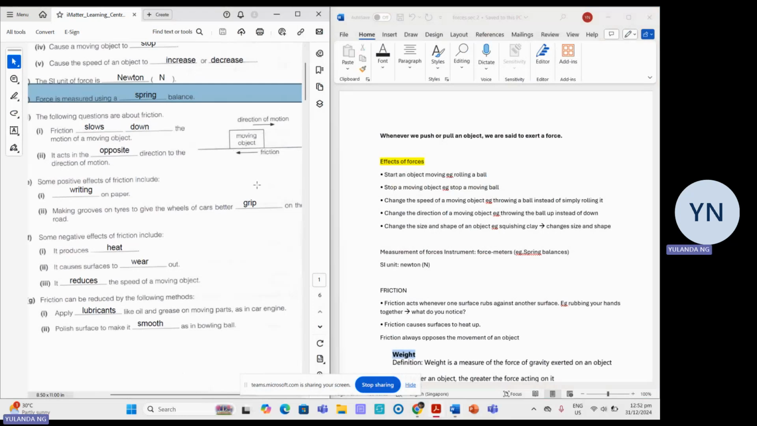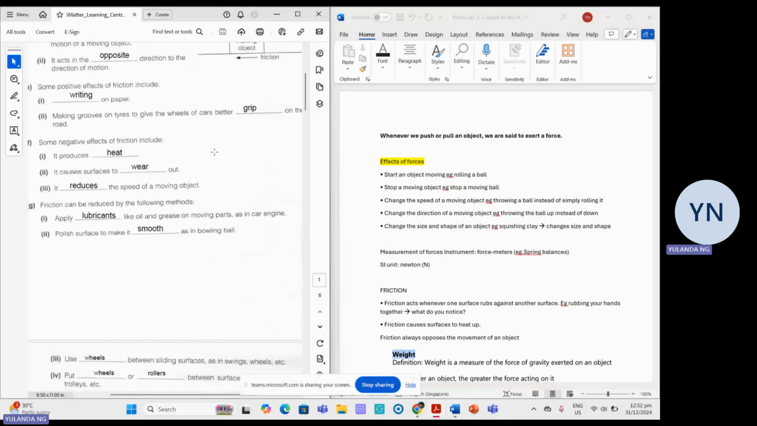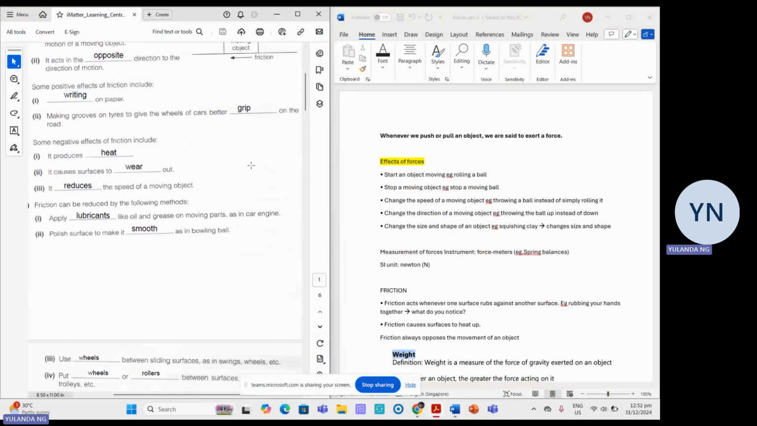So this will be very important because it'll help you answer one of the questions later on. Positive effects of friction include when what do you do on paper? You write on paper. During wet weather conditions, the roads are very slippery, so when you have grooves on the tire, it will help to have better grip on the road.